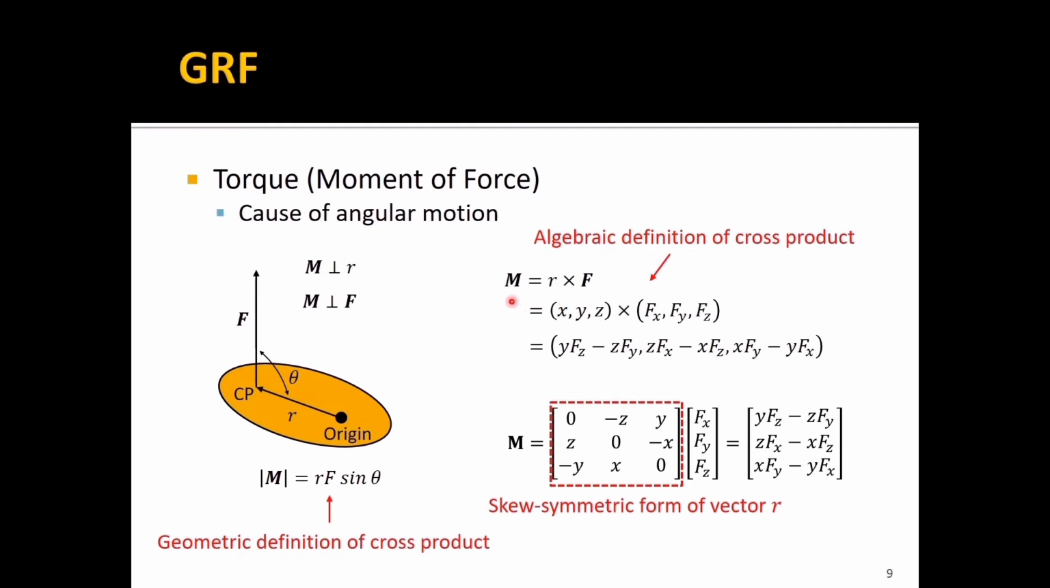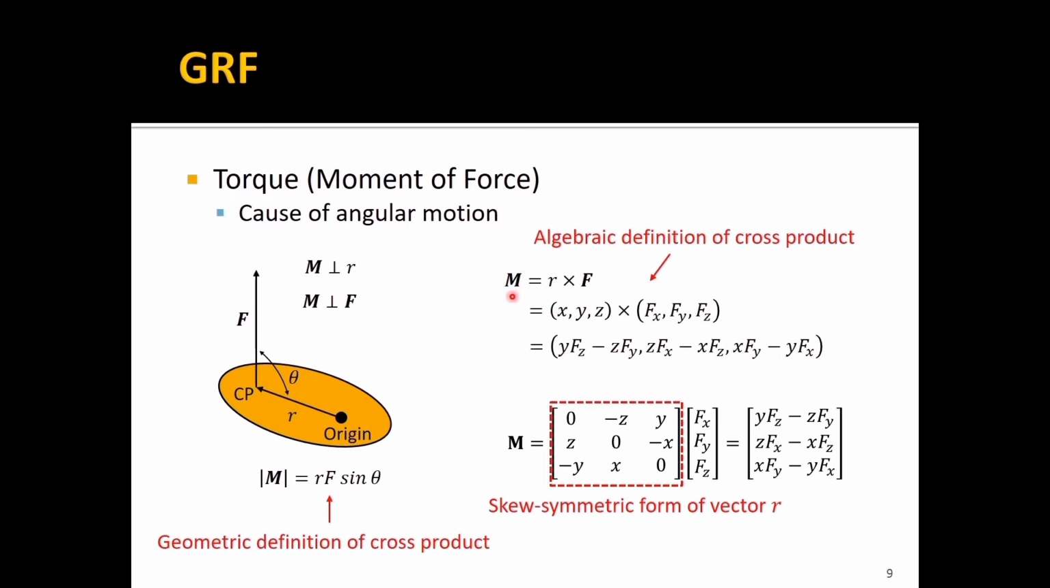Again, here M means torque equal to R cross F. The position vector R has three components, X, Y, Z. And this ground-reaction force also has three components, Fx, Fy, Fz. So you can do the cross products using these two. Then the answer will be like this. And this is a vector form of this moment or this torque.